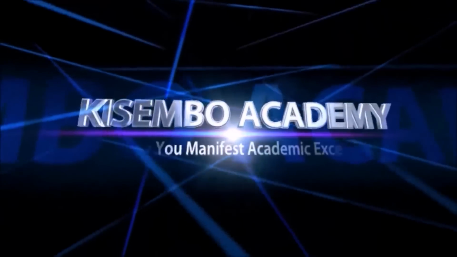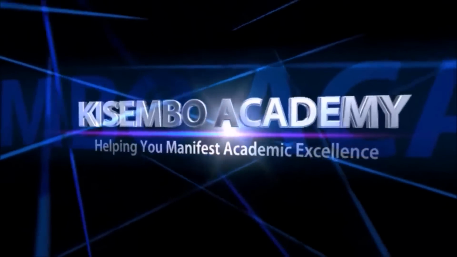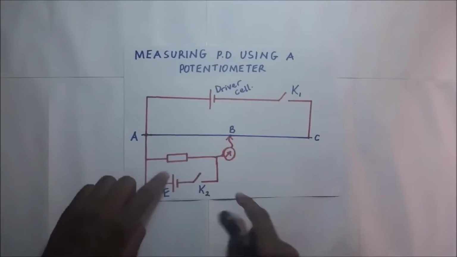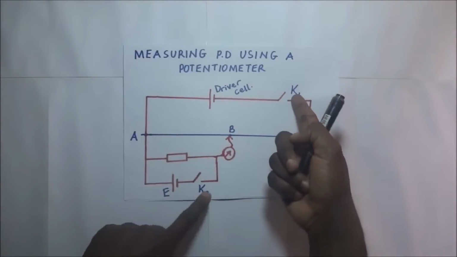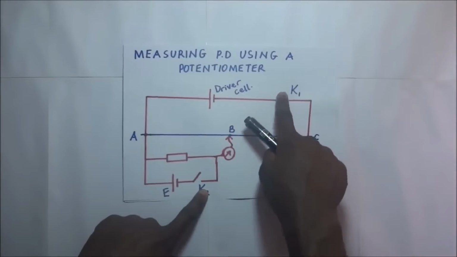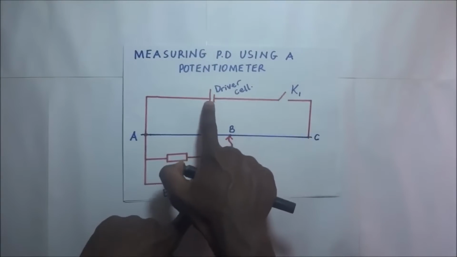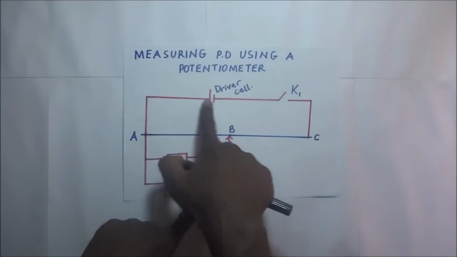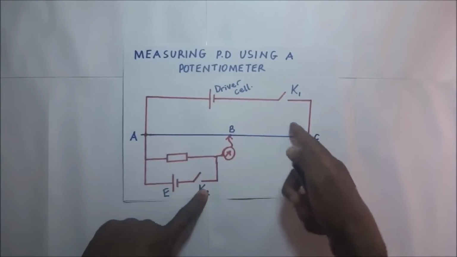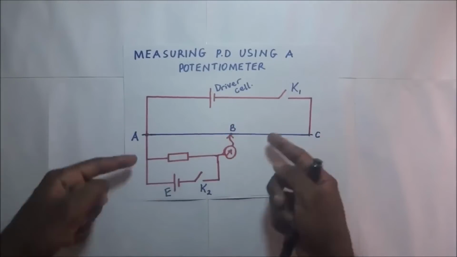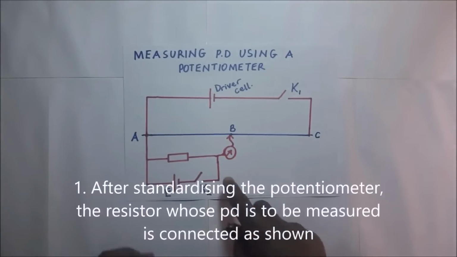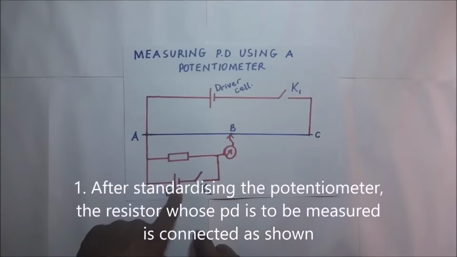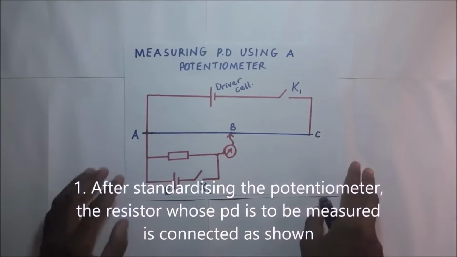Now if you look at this potentiometer, of course, we have the driver cell, and these two switches K1 and K2. If we close K1, it means that we are putting this driver cell to release current into the primary circuit. And K2 brings this other cell 2 into the circuit.